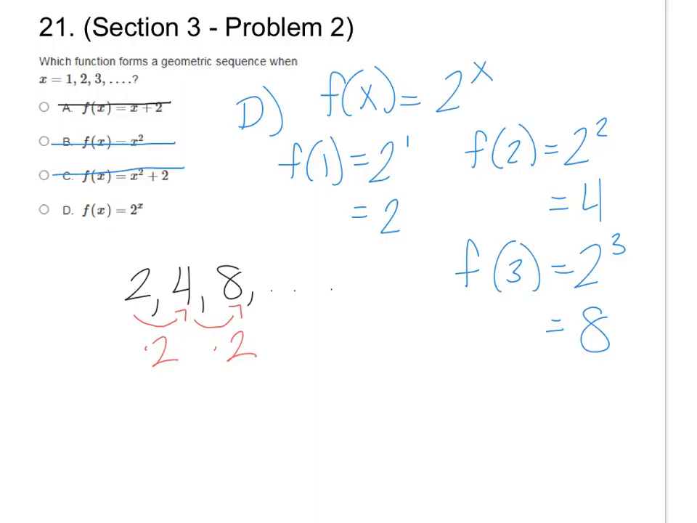So I checked my answer, and it works. So our answer is D. F of x is equal to 2 to the x power. That's our geometric sequence.